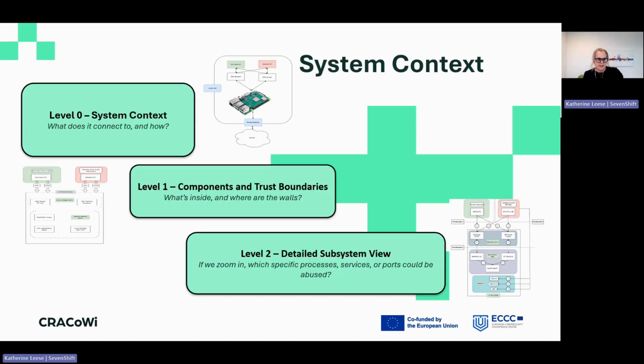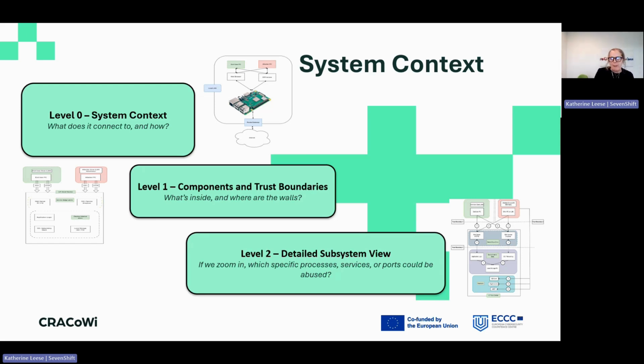So here's an overview of the system context. At level 0, we're looking at the object like a black box with wires coming out of it. What does this connect to in its environment, and how does it connect? At level 1, we start to look a bit more closely at the components: what's inside the device, where are the boundaries between them, where are the trust boundaries, where do we change the level of trust, where do we require authentication and encryption to protect the data as it crosses these boundaries.